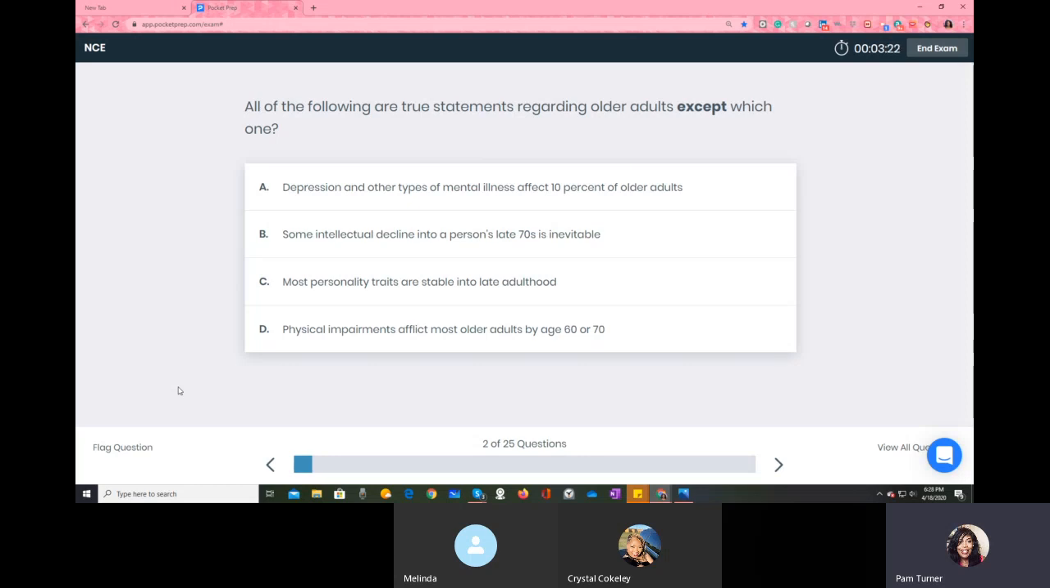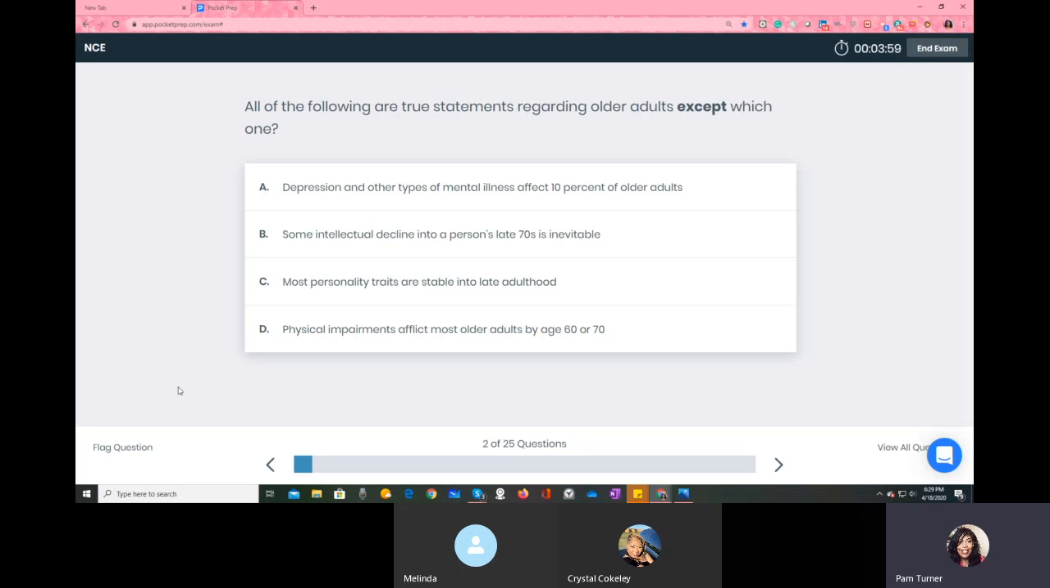All of the following are true regarding older adults, except which one? Okay, so I'm going to start with which ones I think are true. So depression and other types of mental illness affect 10% of older adults. My gut thought is that there might be a higher percent with that one, so I'm going to hold off on that one. Some intellectual decline into a person's late 70s is inevitable.